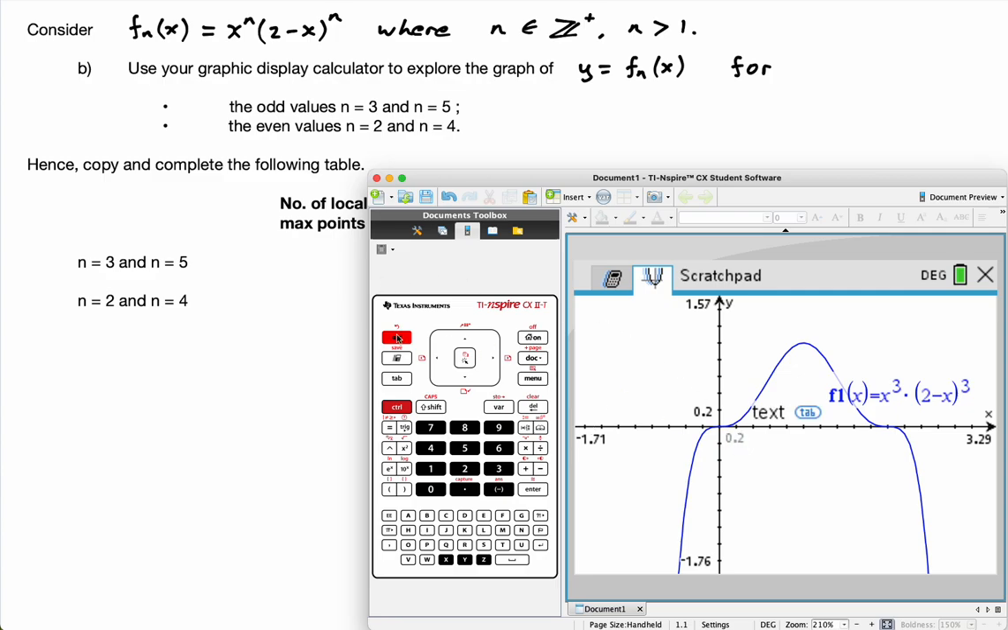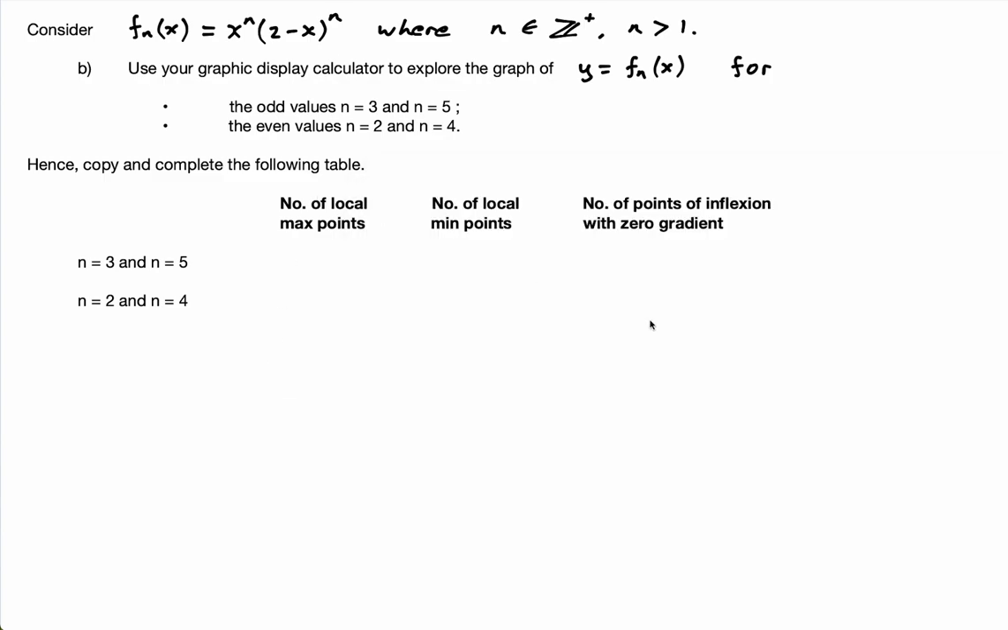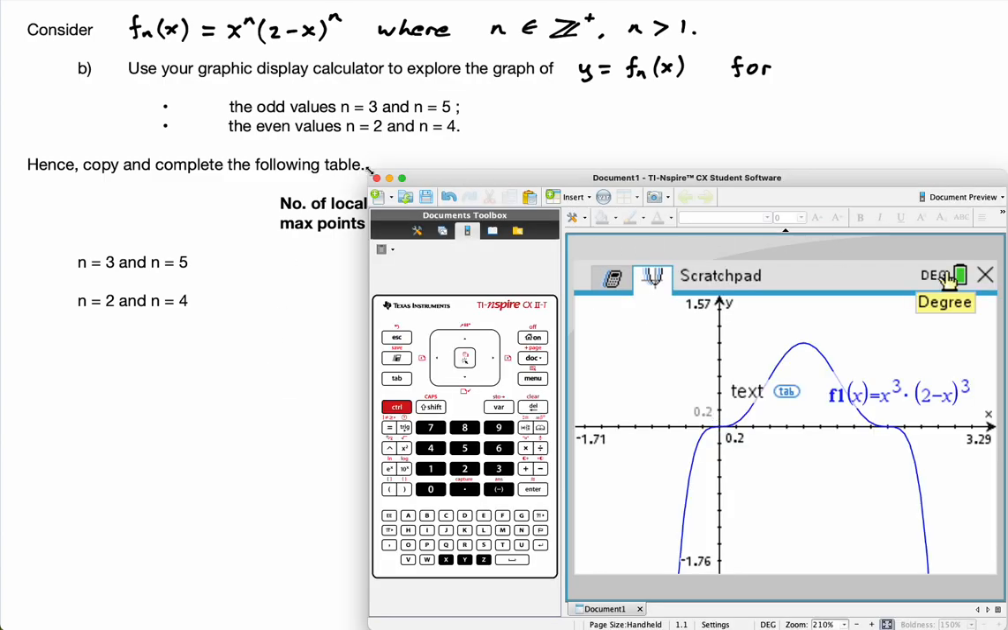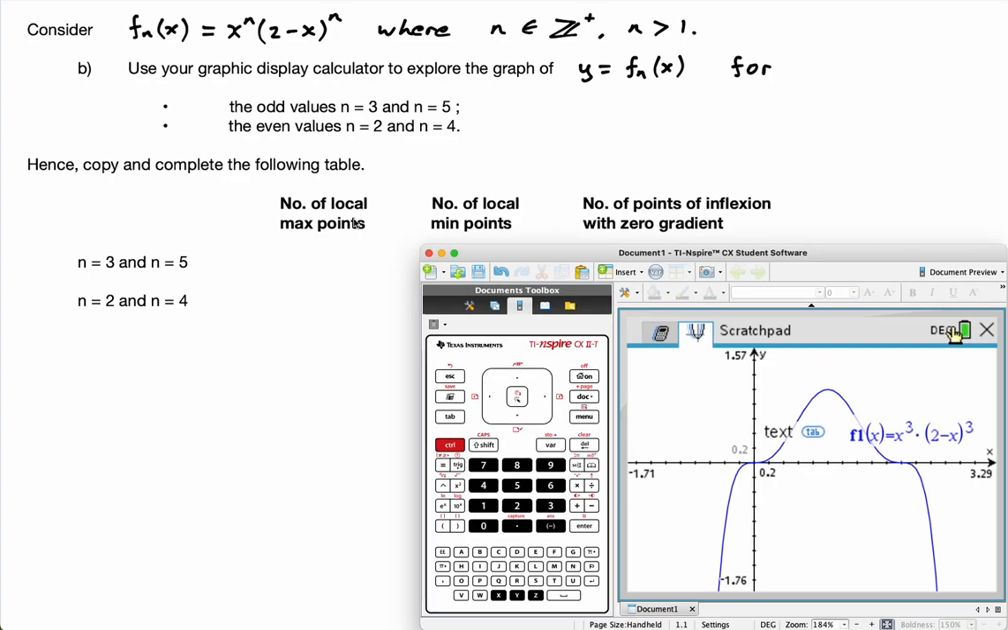Zoom in. Okay, not bad. Okay, so question. How many local maximums does it have? How many local minimums does it have? Let me make this a bit smaller. We need the number of local maximum points. There's 1. Number of local minimum points. There's 0. And number of points of inflection with 0 gradient. Okay, that's this one, guys, and this one. It has a 0 gradient there, and it has a 0 gradient there.